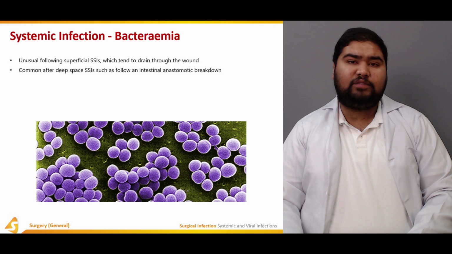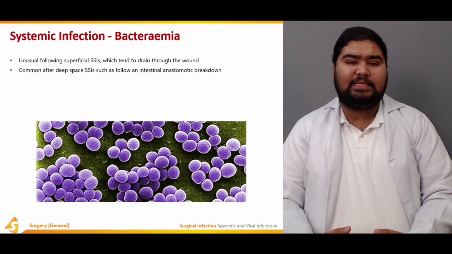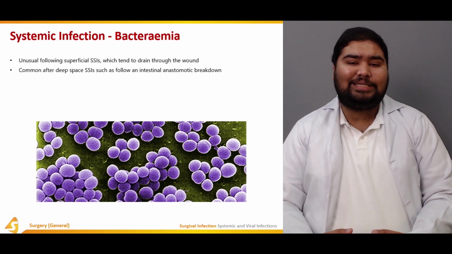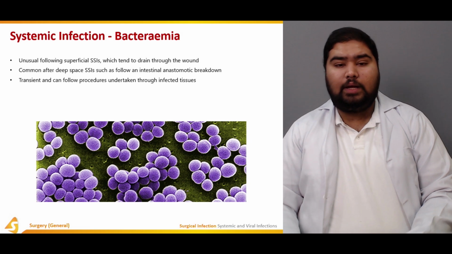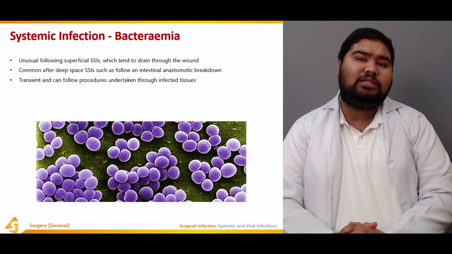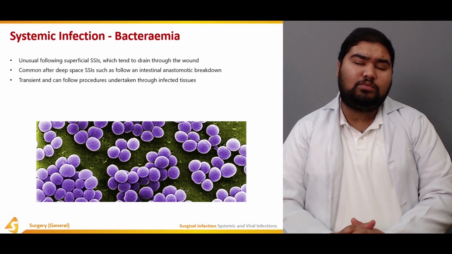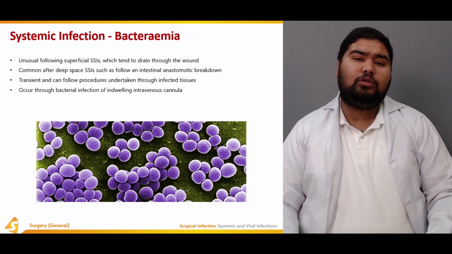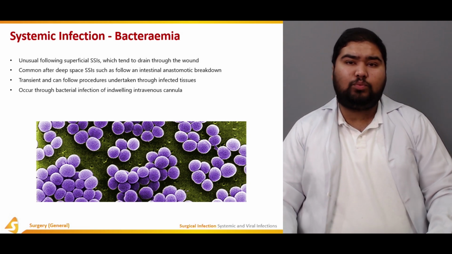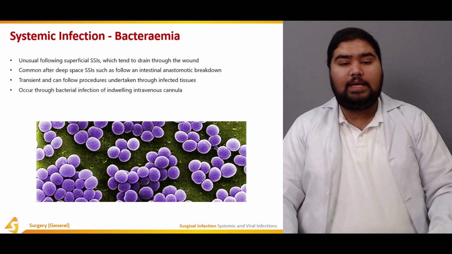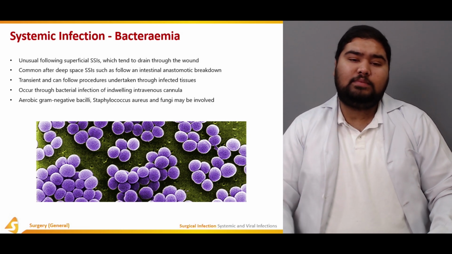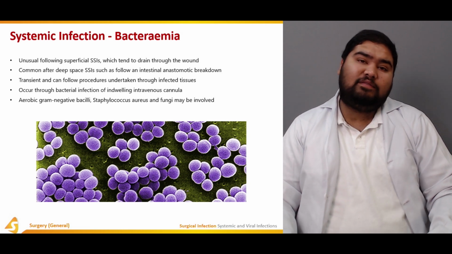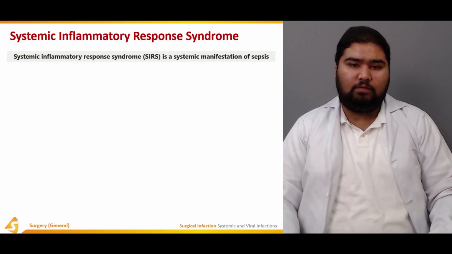Now, it is common after the deep surgical site infection, such as it might follow a breach in the intestinal anastomosis. It can also, a transient bacteremia can follow procedures which are undertaken through the infected tissues. And finally, it can occur through bacterial infection of the indwelling intravenous cannulas. The most common organisms are the aerobic gram-negative bacilli, the Staphylococcus aureus, and sometimes fungi may be involved.